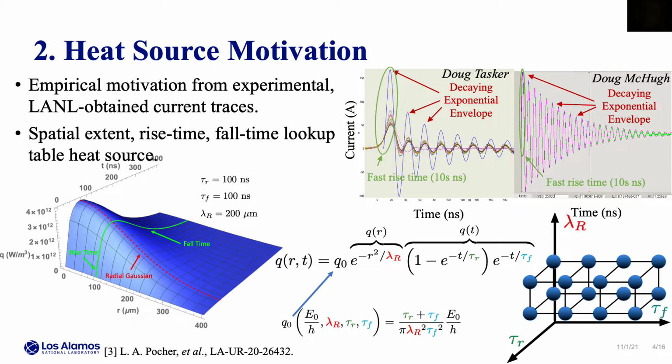We assume a Gaussian envelope for the spatial variation based on decades of substantiated literature. The four characteristic parameters of this heat source, Q of R, T, are Q naught, lambda R, tau R, and tau F, which are power density, radial channel extent, rise time, and fall time respectively. These parameters were varied, see figure at the bottom right, to validate our model against experiment. Q naught is a function of lambda R, tau F, and E naught over H, which is the energy per unit length deposited into the channel.